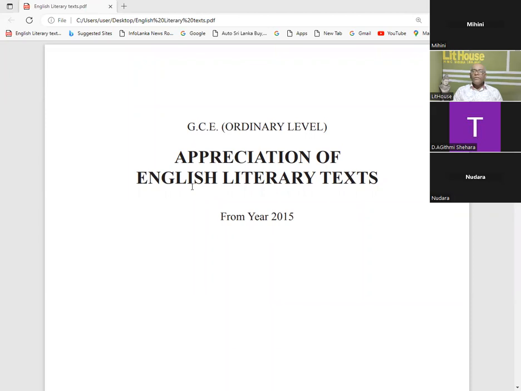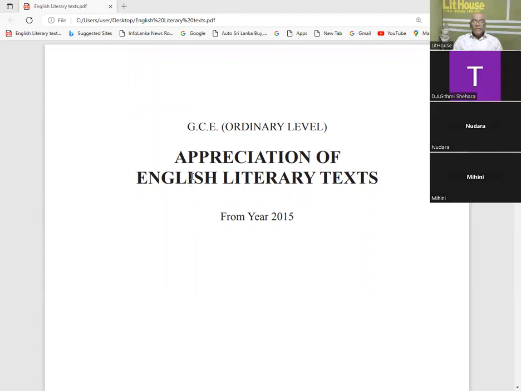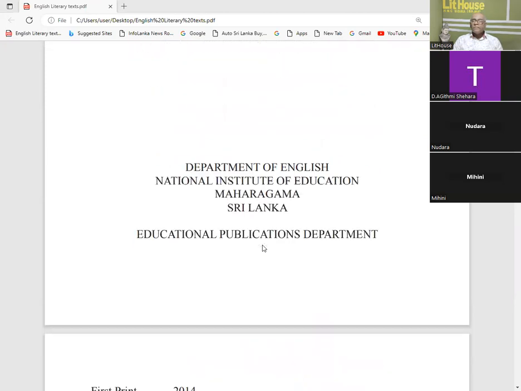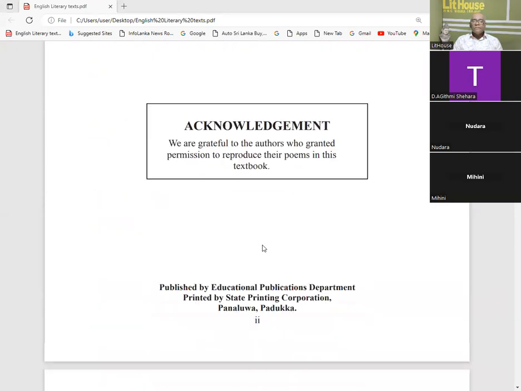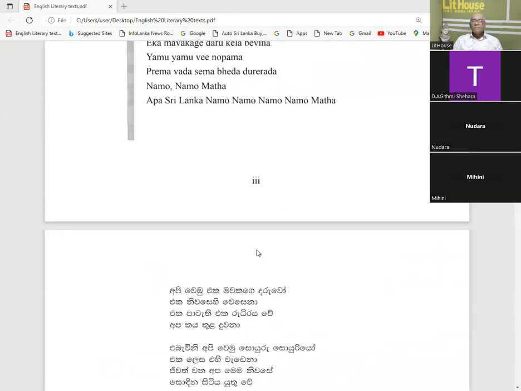Now, this is the name of your textbook. This book is for the 2-year course, grade 10, grade 11. Right? A two-year course for grade 10 and grade 11. Now, that is the name. Now, we'll go to the syllabus.